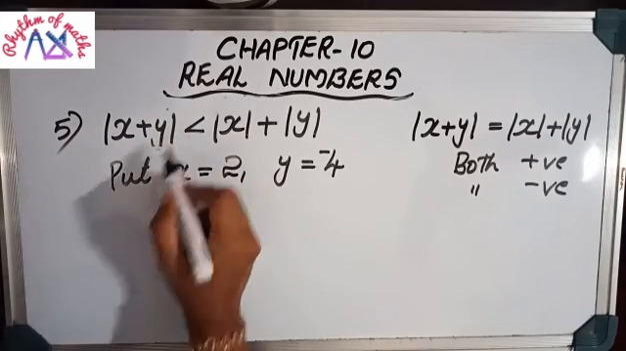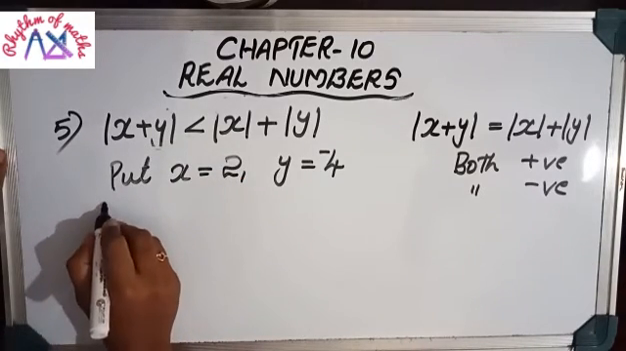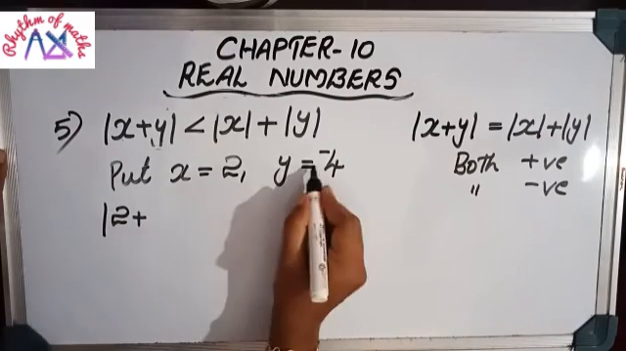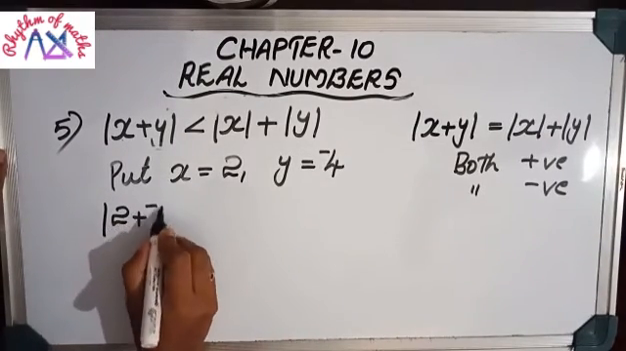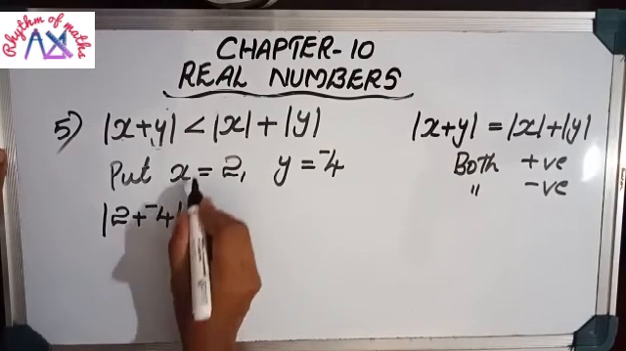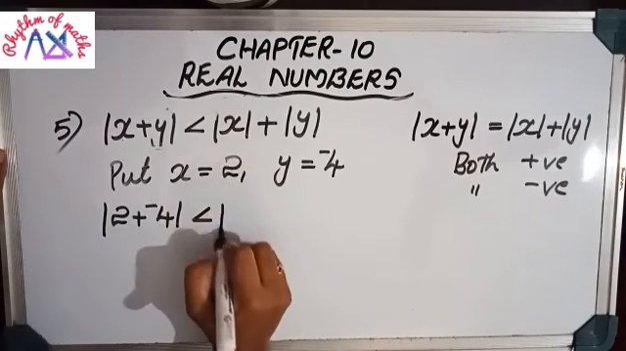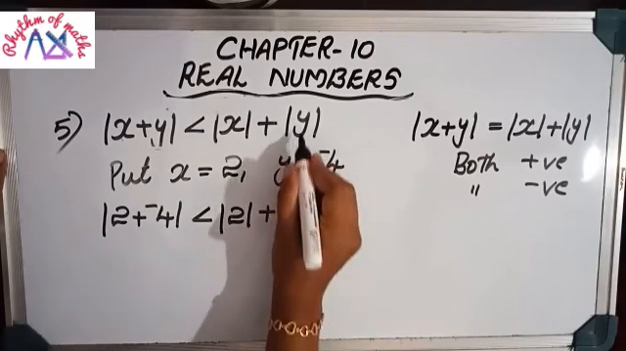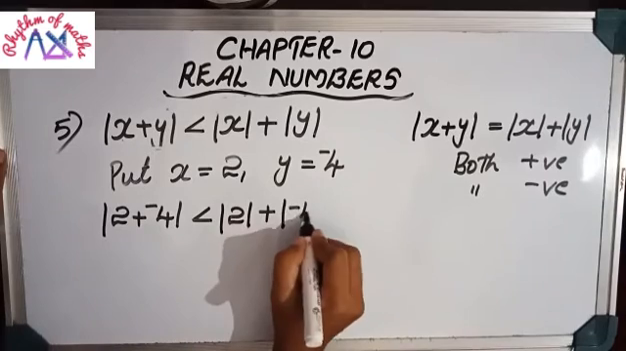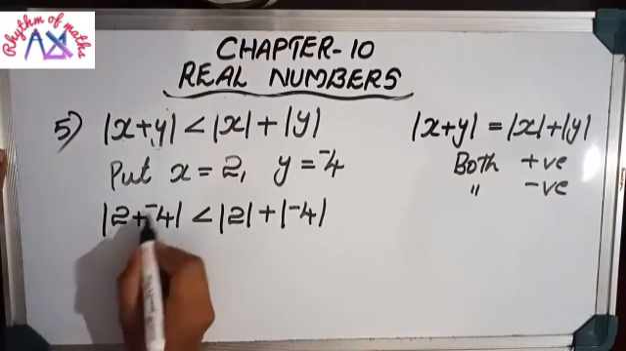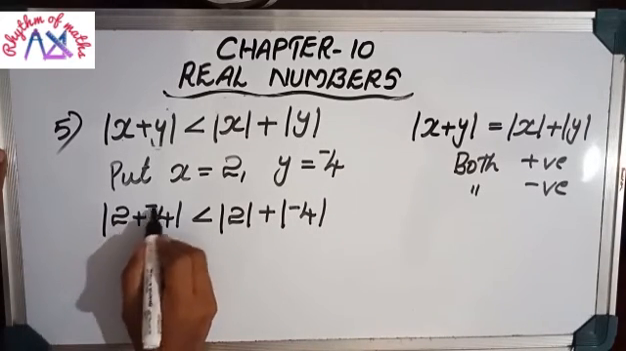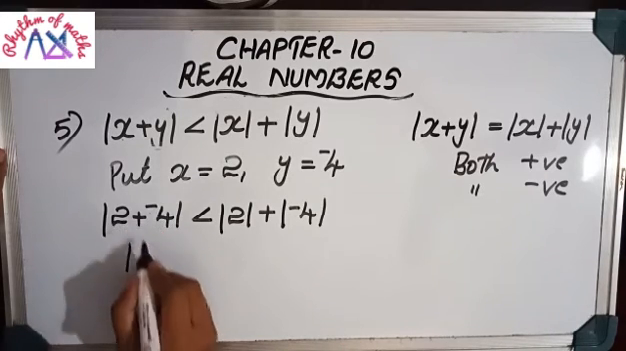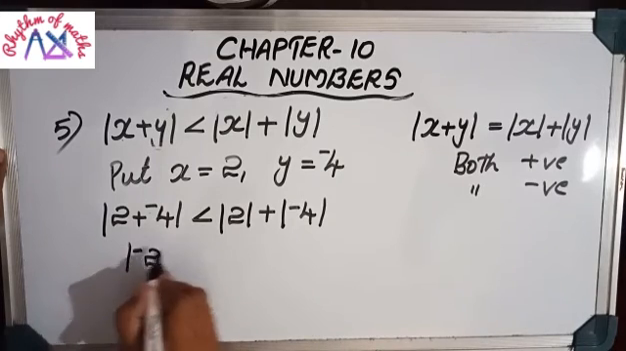Now let's check whether this one is satisfying or not. So modulus of x is what? 2 here. 2 plus y is what? Minus 4. So modulus of 2 plus minus 4 is less than modulus of x plus modulus of y, that is modulus of 2 plus modulus of minus 4. Now 2 plus minus 4. So 2 plus and negative together means it will be minus. So 2 minus 4, answer is what? 4 minus 2, 2 with negative sign.